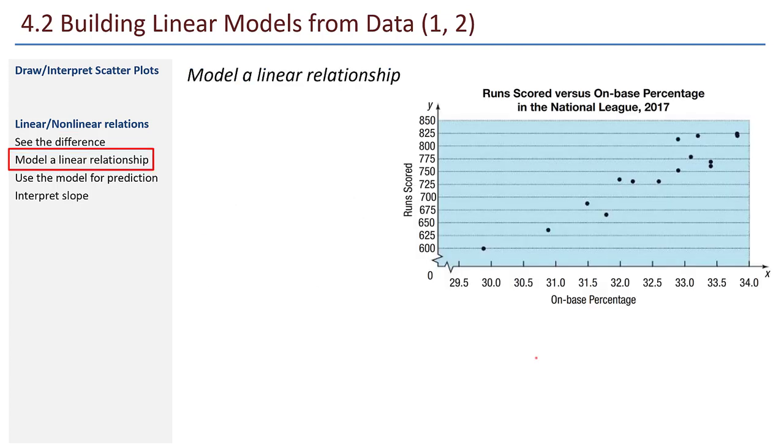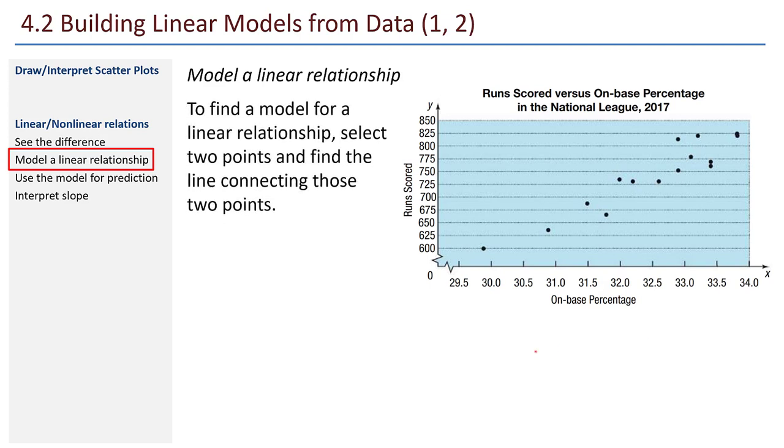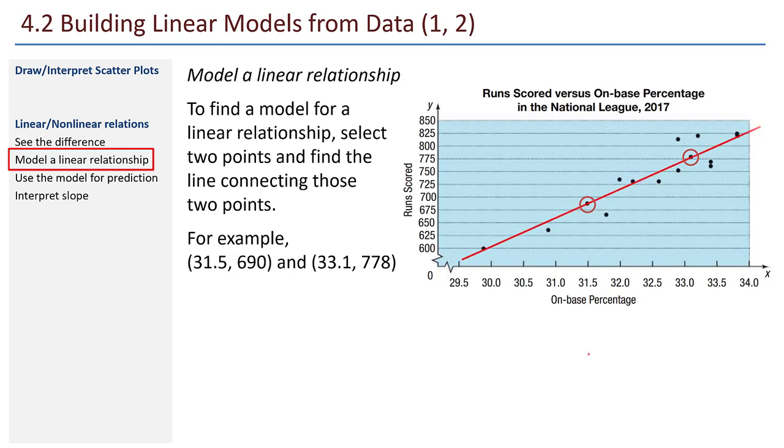So let's model a linear relationship. How do I actually find that line? So let's take the data from the baseball teams that we were looking at before. To find a model for a linear relationship, select 2 points and find the line connecting those 2 points. Okay, let's do that. So, for example, let's take the point 31.5, 690 and the point 33.1, 778. There I've indicated them on the picture, and we'll draw a line through those 2 points. There is a little bit of creativity in this process of picking the right 2 points.